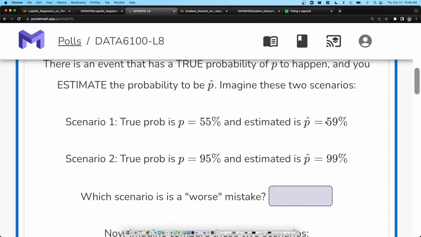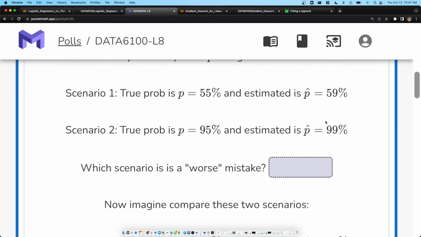So if the true probability is 55% and you estimate 59%, versus the true probability is 95% and the estimate is 99%. In both cases, it's a difference of 4%.